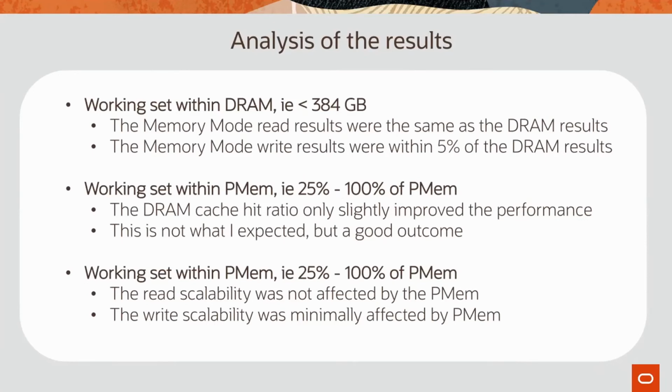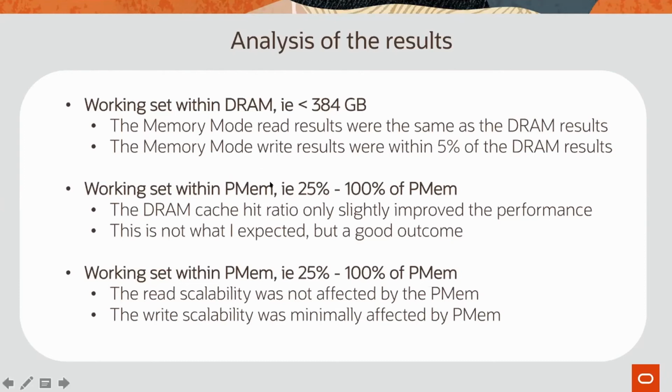Because I was using a warm cache, it's a bit hard to interpret the results. This is my interpretation. If I'm using a working set that should fit within DRAM, using Intel Optane memory mode for both reads and writes, I was pretty much getting the same results as if I was using DRAM only. So reads, I basically couldn't notice the difference. Writes weren't quite as good, but at worst they were 5% less throughput. So I thought that was a pretty good result.